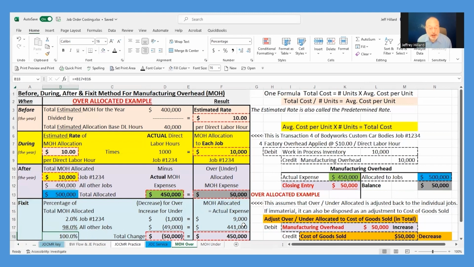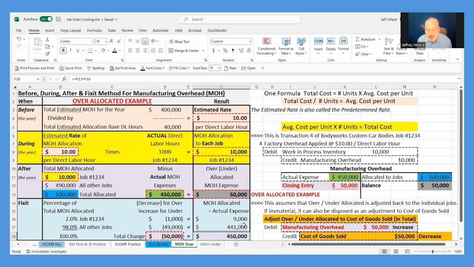You take each job and say what percentage of the total allocated was allocated to this job. And so job 1, 2, 3, 4 was 10,000 divided by 500,000, and then 98% to all other jobs. So you would reduce the cost of job 1, 2, 3, 4 by $1,000, and then let that flow through the other jobs, and the total change is still bringing it back down to $450,000.